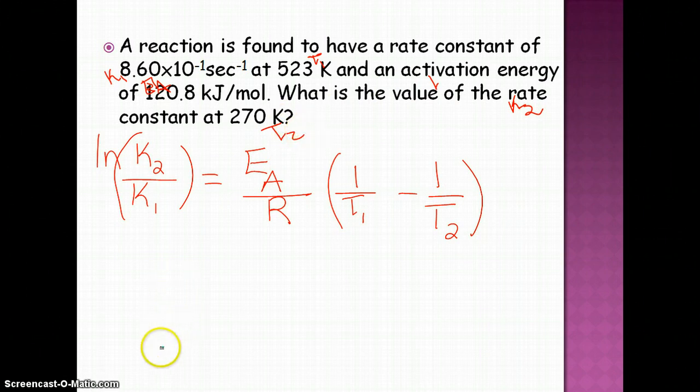All right, so let's go ahead and plug these in down here into our natural log equation. So we got natural log K2 over K1, which was 8.6 times 10 to the negative 1. So we'll just move that decimal on over. So 0.86. Okay. And then that's equal to the activation energy, which was 120.8.